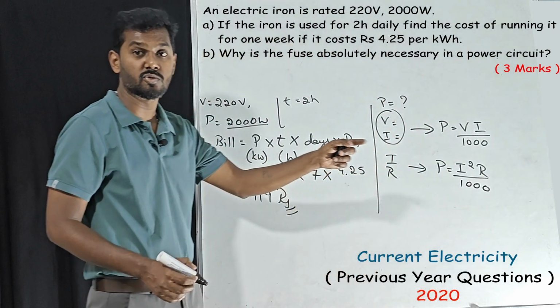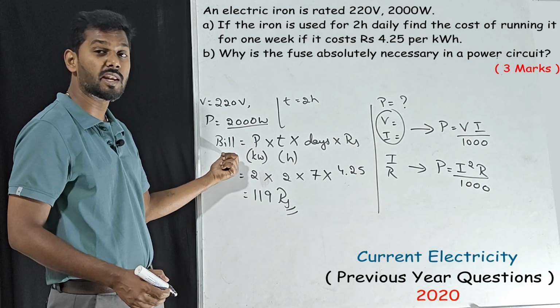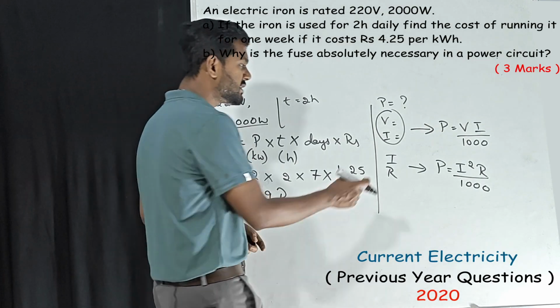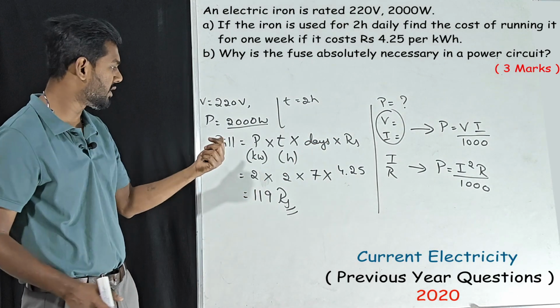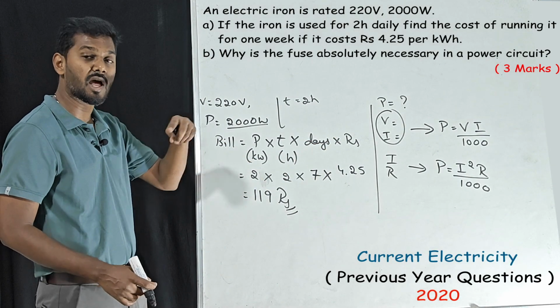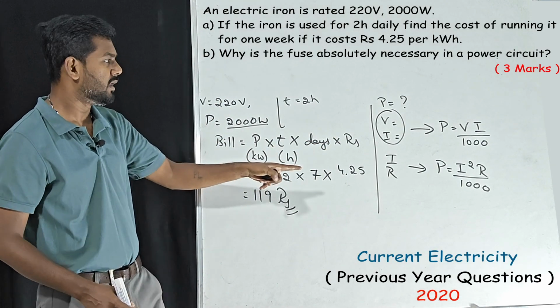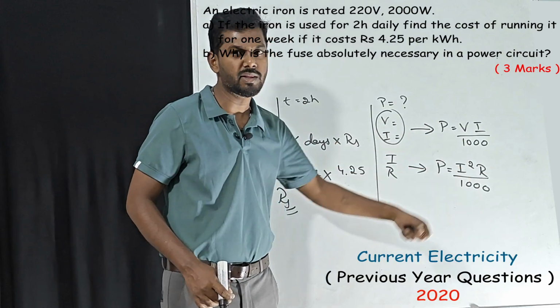It is not always to find power for the electricity bill. Whenever you want to find just power, these formulas are enough. Divide by 1000 only because we have to convert into kilowatts here. In normal questions, just to find power, these formulas are enough, no need to divide by 1000.